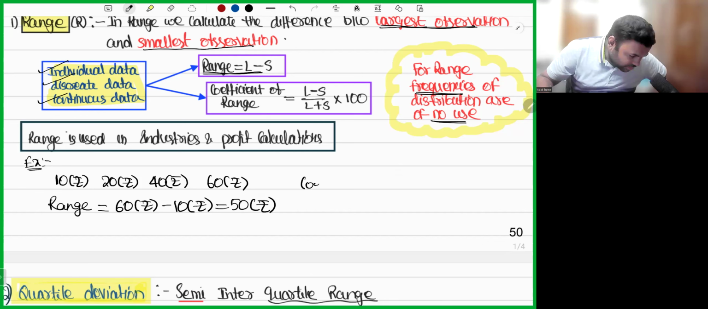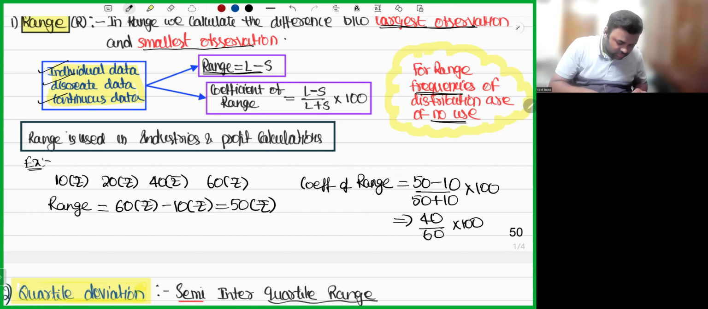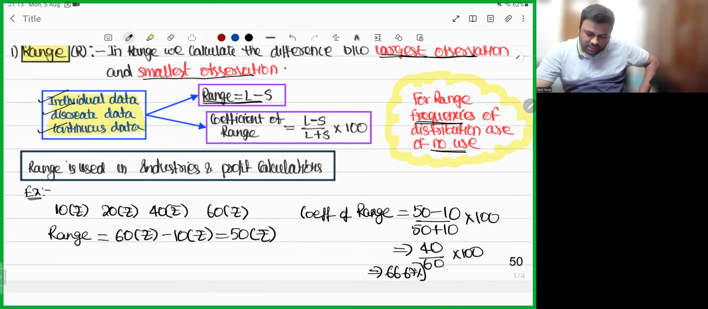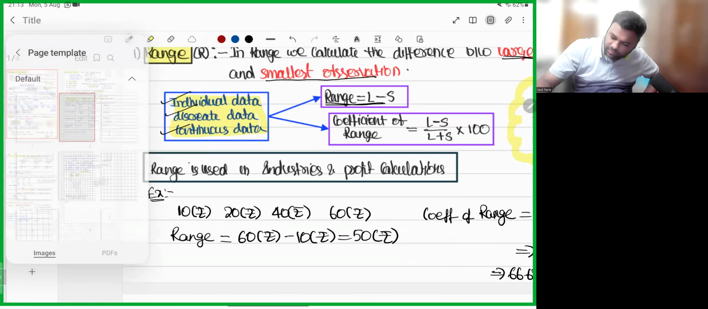Now I'm telling the coefficient of range. Highest observation minus lowest observation divided by highest plus lowest, into 100. So 50 divided by 70 into 100, which equals 71.43%. Okay, coefficient of range. So this is how you calculate for individual data.